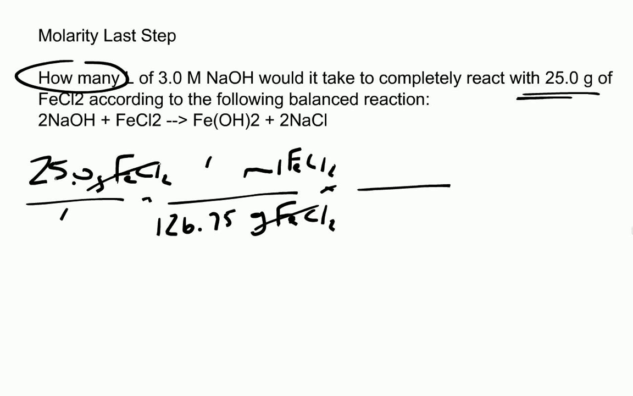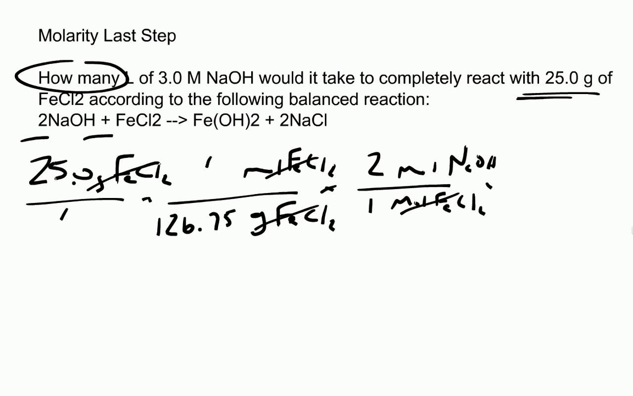Second step, every stoichiometry problem is the same. Second step is the mole-to-mole ratio. Moles of FeCl2 on the bottom, and the moles of what I'm looking for, which is NaOH. That's my unknown. Now I use the mole to mole ratio. In the problem, you've got 2 moles of NaOH for every 1 mole of FeCl2.